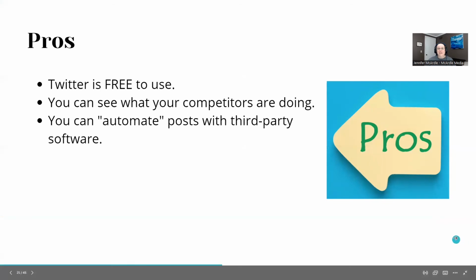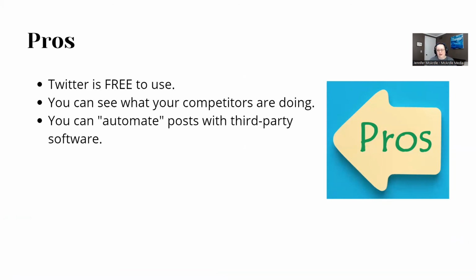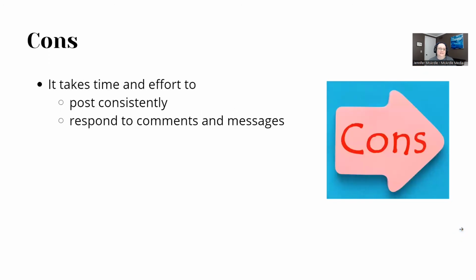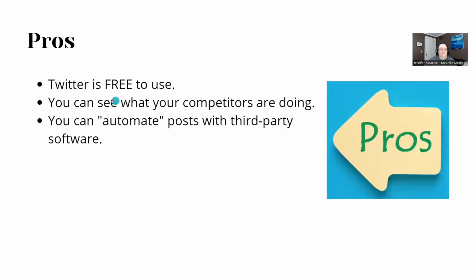And you can automate posts with third-party software. Usually in Twitter, it does allow you to schedule some things ahead of time. But most of the time people, when they're automating posts, they're doing it through a third-party software. Now the cons. It takes time and effort to post consistently. It takes time and effort to respond to comments and messages.